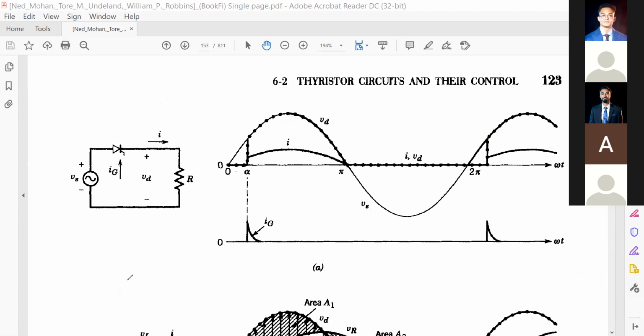Okay. Let us now see the basic circuit. So this is the half wave rectifier, and for this one is the positive half cycle.